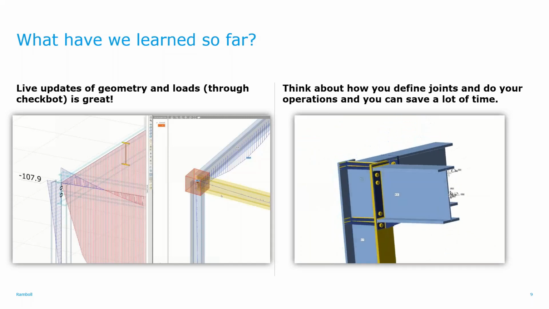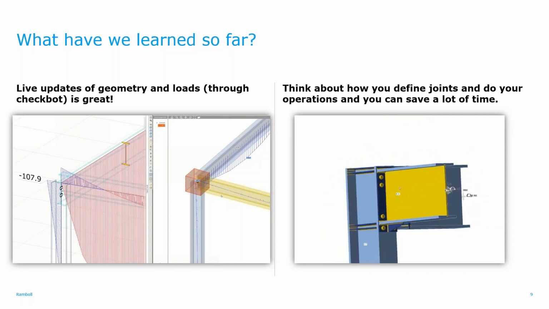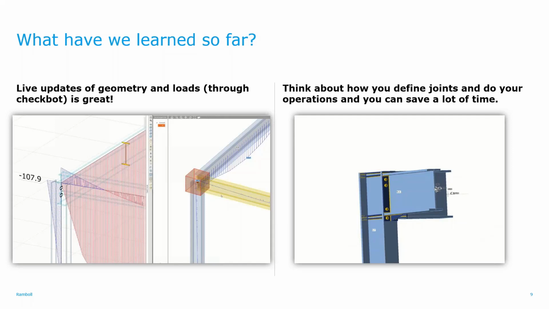So you see that here we have the stiffeners moving with the flanges of the beam, and we keep our bolt positions defined by the flanges.